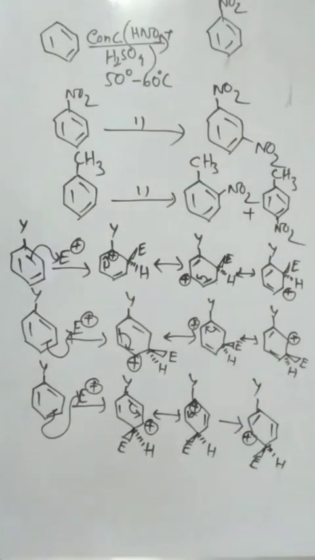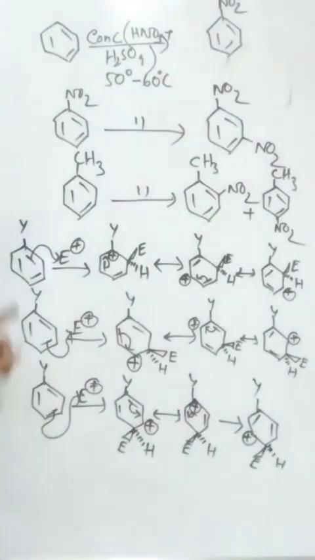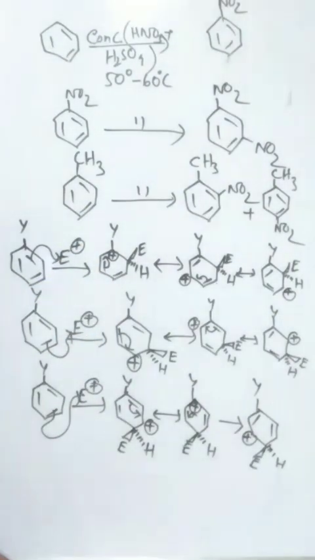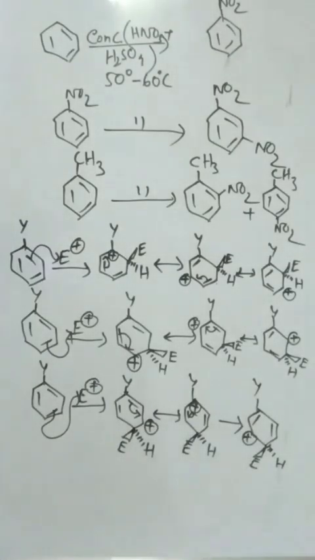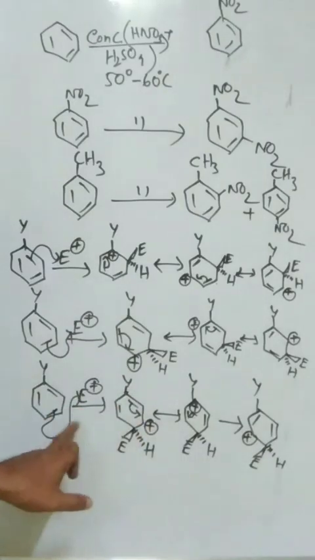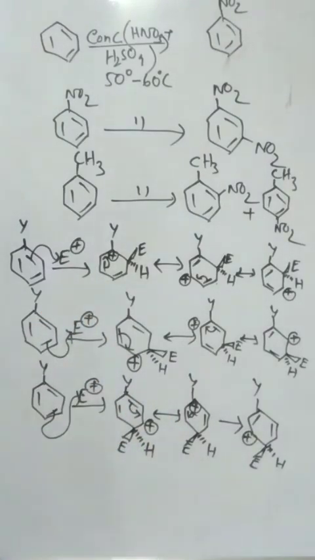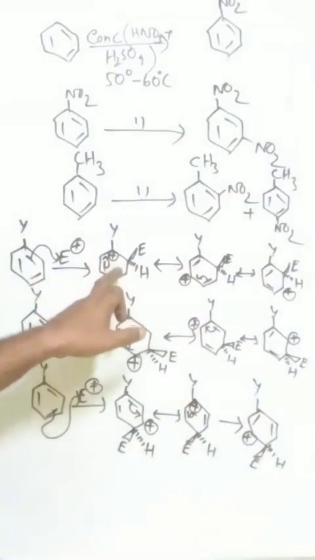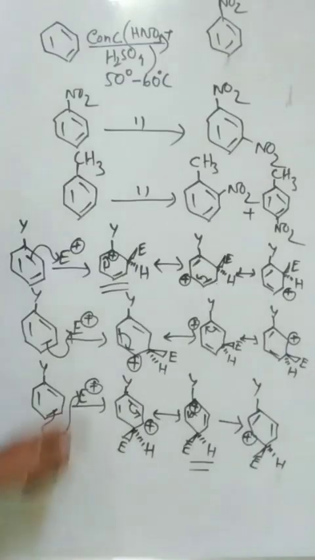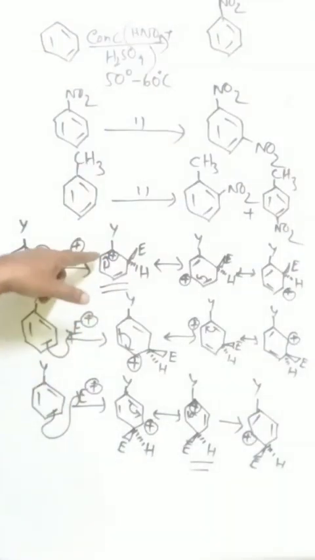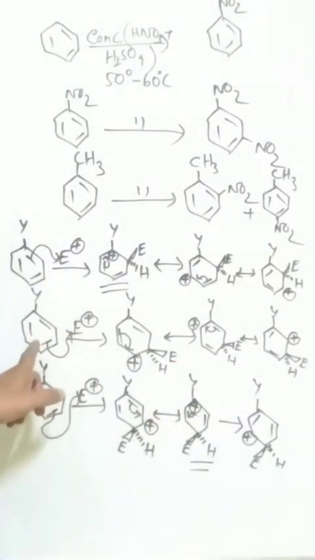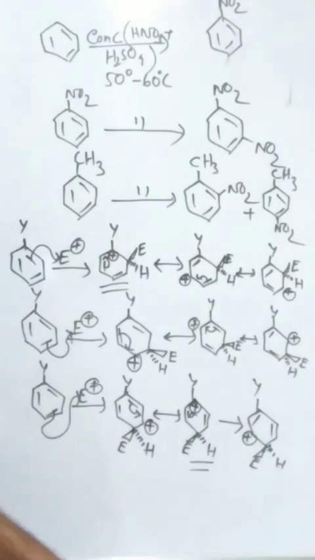Now let us consider the stability of the resonating structures formed when the electrophile comes in ortho, meta, or para positions. Let's see the resonating structures in ortho and para positions. If the electrophile comes in ortho or para position, then in both cases there is a resonating structure where the positive charge lies on that particular carbon which is bearing the substituent Y. In meta position no such resonating structure is present.